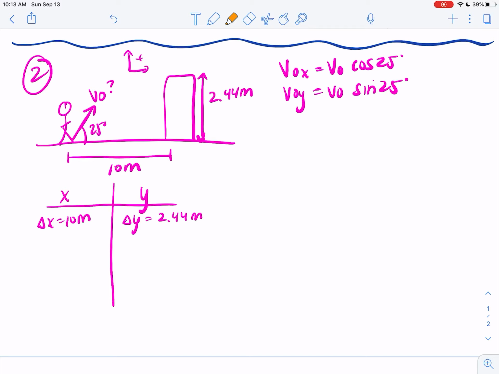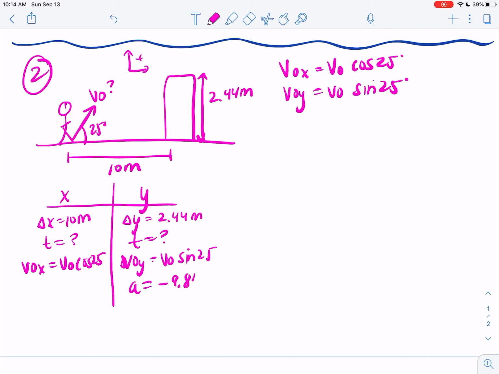Oh man, I don't know anything. So I don't know the time, and I don't know the V naught x. I just know that it's V naught cos 25, and then my V naught y is V naught sine 25. Okay, and I know my acceleration is negative 9.8. This one is 0. Okay, so now I'm kind of hating life because this looks like a real giant hassle.